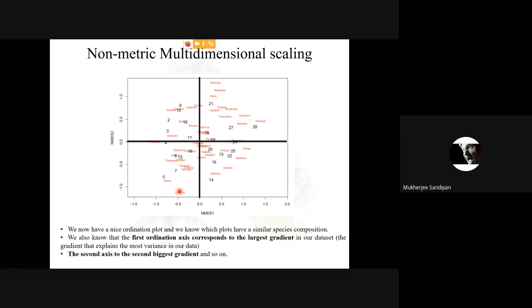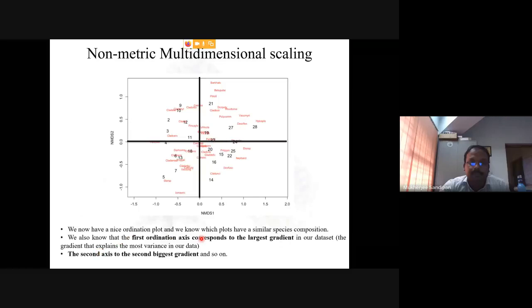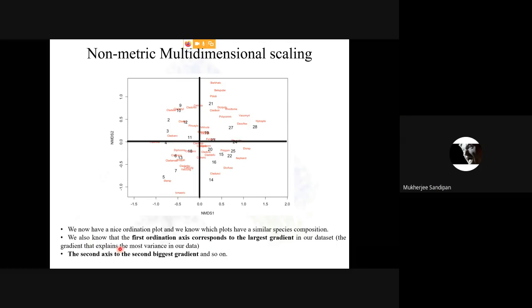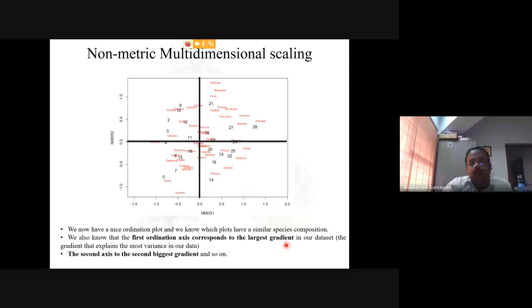Now, when you overlay the sites over it, these numbers 1, 2, 3, 4, 27, 28 are actually showing the sites. So when you overlay your sites, site number 21 is showing affiliation to this species, Dichropoly, and this species. When you overlay your sites with your species, you come up with a similarity assessment. We now have a nice ordination plot, and we know which plots have a similar species composition. We also know that the first ordination axis corresponds to the largest gradient in our dataset, and the second axis the second biggest.